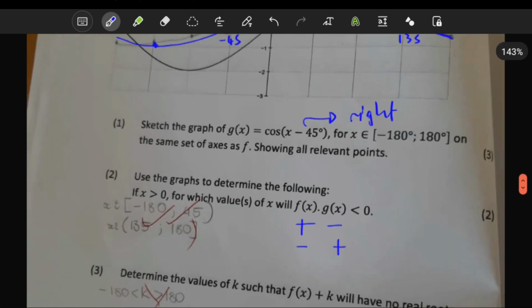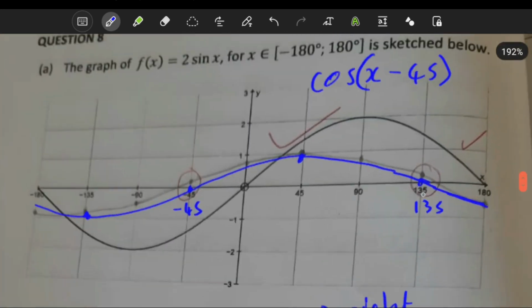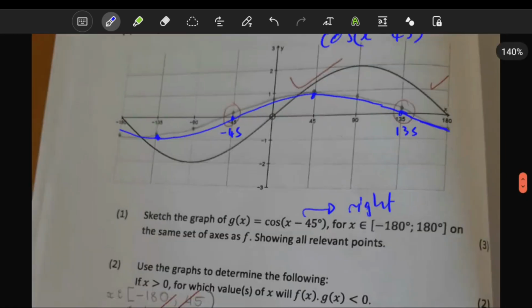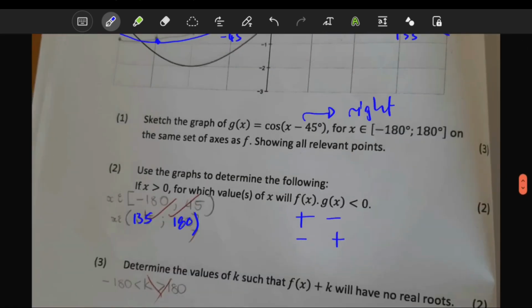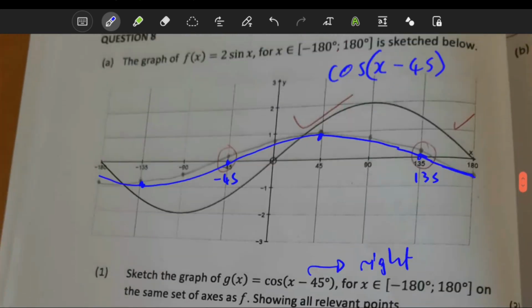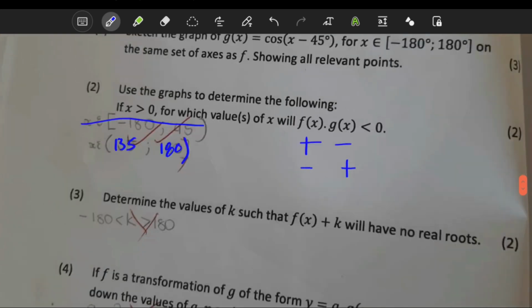So the only x values where these have opposite y values is only from 135 going to 180. You see, from 135 going to 180. The 180 is not included because at 180 one of them is equal to 0, you see. So this here is irrelevant because it's towards the left where you have negative values. They just asked for where x is bigger than 0. So that first line here should not have been written.